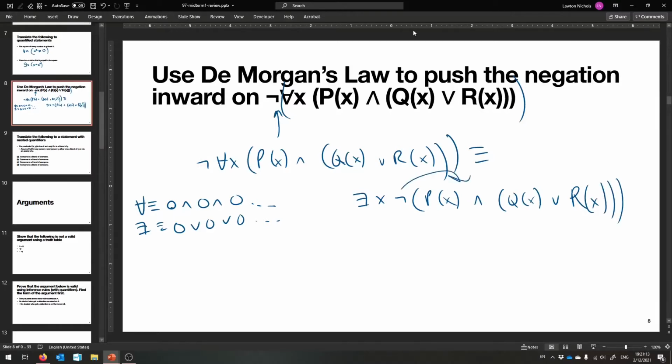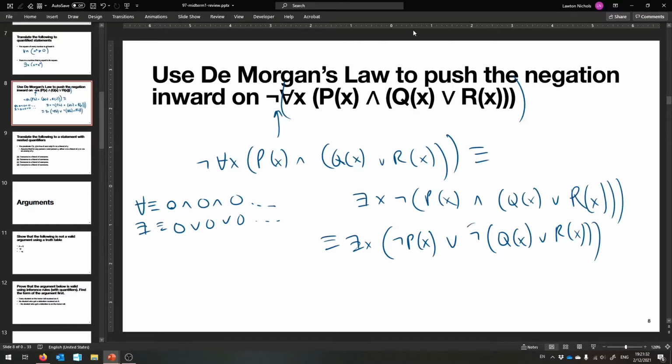And now if I want to bring this inside, we're going to have to do De Morgan for real. So this one's got to flip. There exists an x such that not p of x, or not of this whole thing, q of x or r of x.